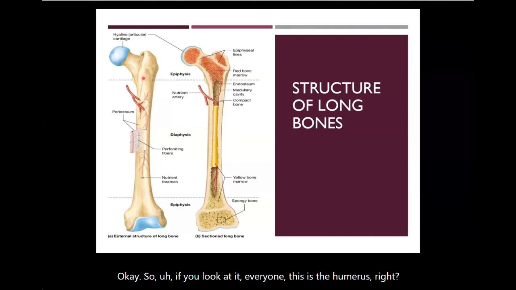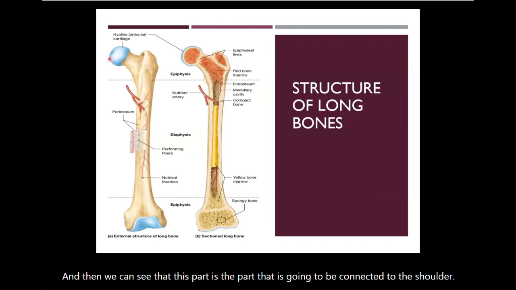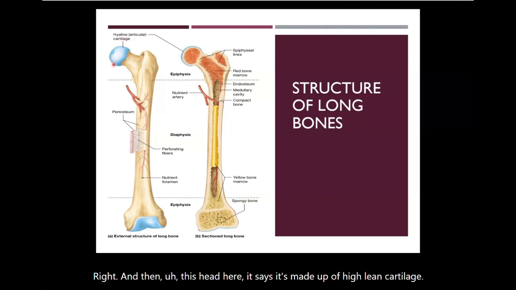So if you look at it, everyone, this is the humerus, the bone for our upper arm. This part is going to be connected to the shoulder, right? And this head here, it says it's made up of hyaline cartilage. Hyaline cartilage is what type of tissue?